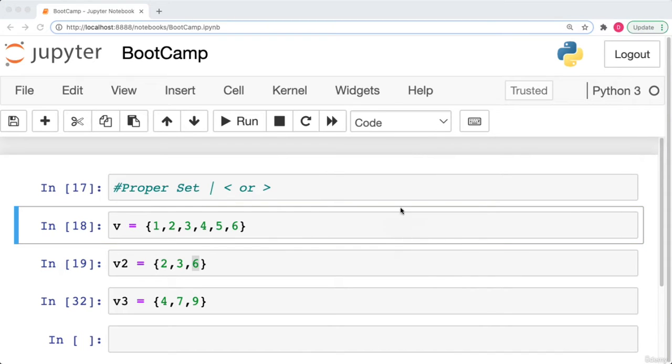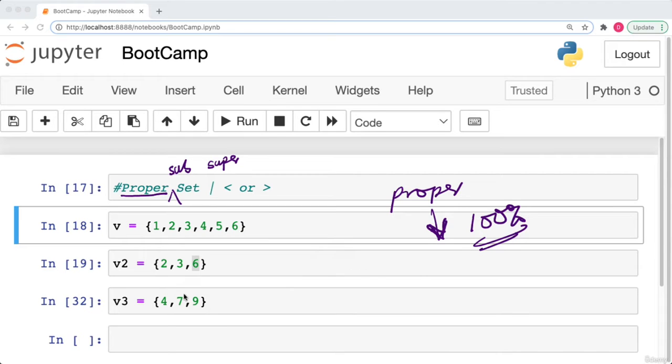Now let's look at proper set. That is to say, proper subset or proper superset. When we use the word proper, we mean we are 100% certain. That means there is no doubt.